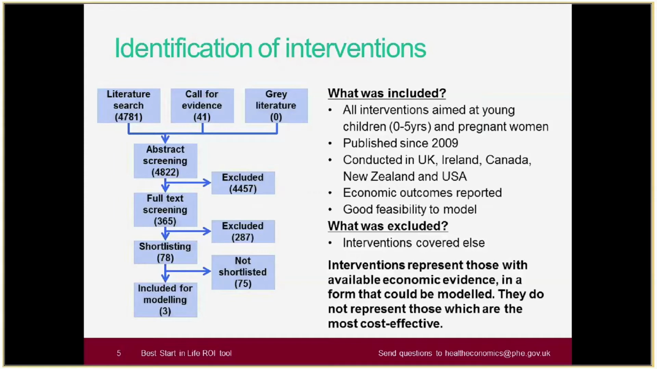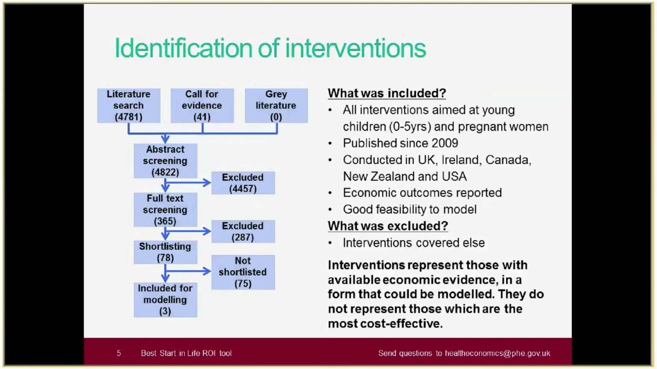In terms of included interventions, we included any intervention that was aimed at young children aged 0 to 5 years and/or pregnant women. It had to be published in the literature post 2009, which was partly due to pragmatism and partly because we wanted up-to-date information. And those studies had to be conducted in the UK, Ireland, Canada, New Zealand or the US, and they had to report economic outcomes that could be feasibly modelled.